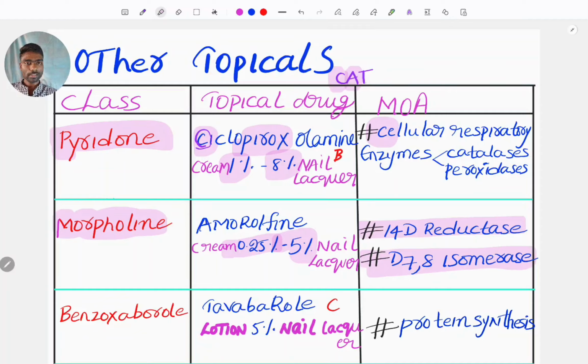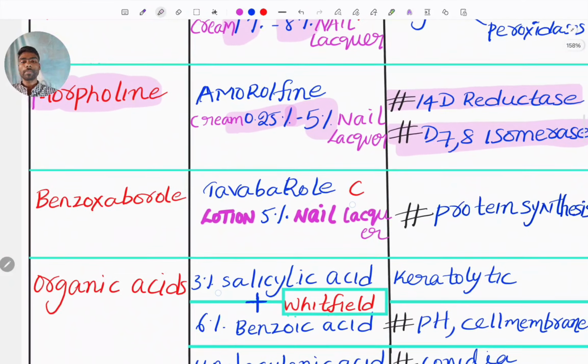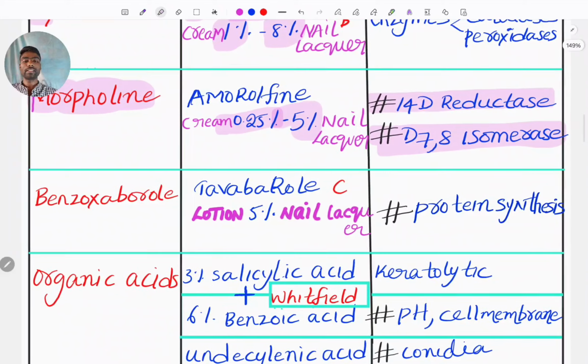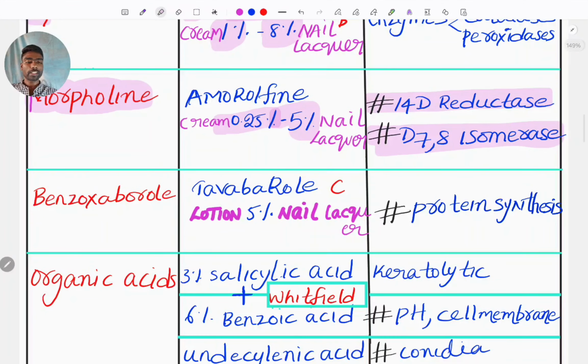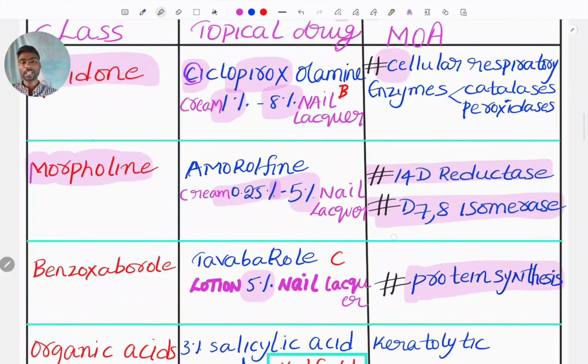Next in CAT, last and final alphabet T. T for tavaborole. It comes under benzoxaborole class. What is its mechanism of action? It inhibits protein synthesis. Percentage formulation 5%, both for lotion and nail lacquer. Here highest percentage of nail lacquer is for first alphabet in CAT, C for ciclopirox olamine. Next remaining A and T, amorolfine and tavaborole, have only 5% nail lacquers.